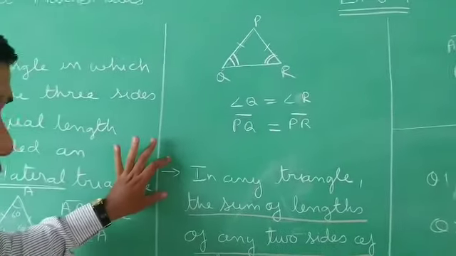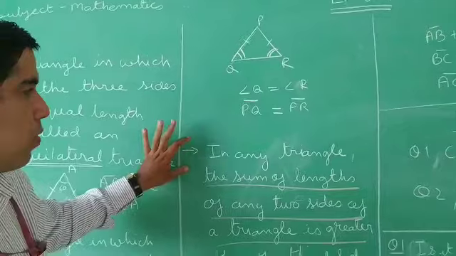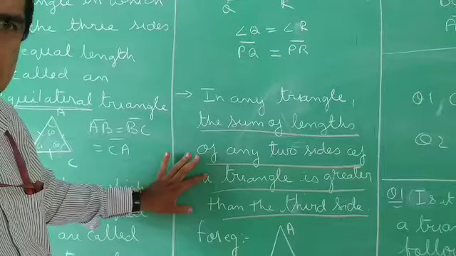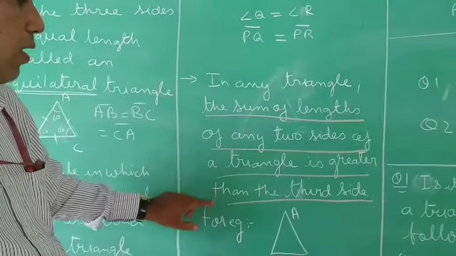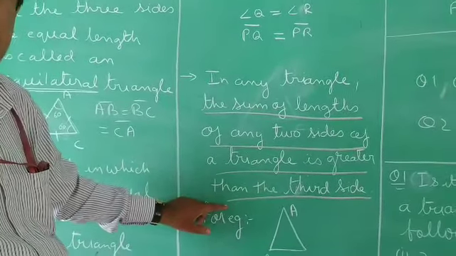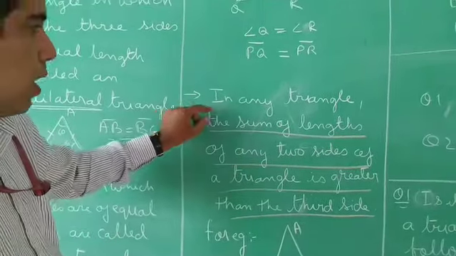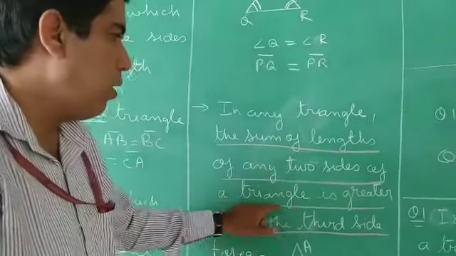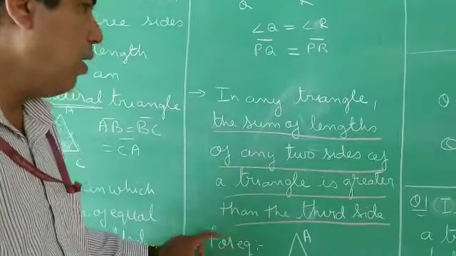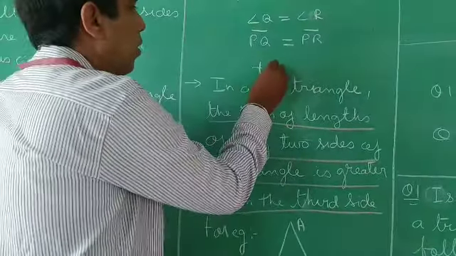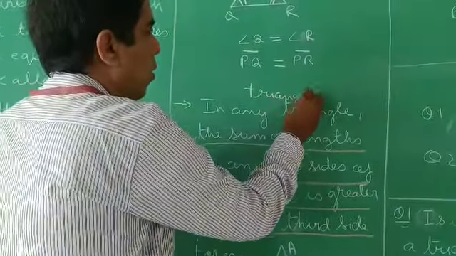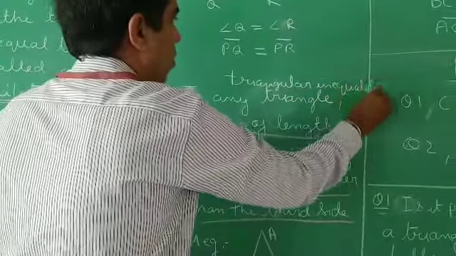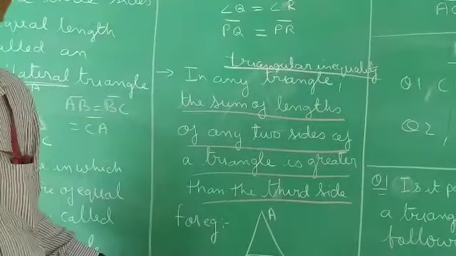Now, this is a very important result for higher classes. See the result. In any triangle, the sum of the lengths of any two sides of a triangle is greater than the third side. I repeat my words again. In any triangle, the sum of the lengths of any two sides is greater than the third side. It is also called triangular inequality. It is very much important for higher classes.